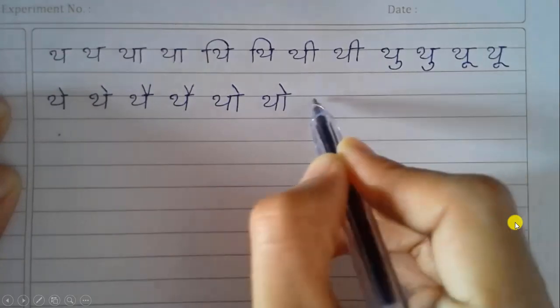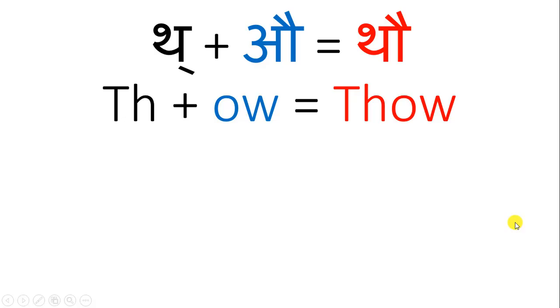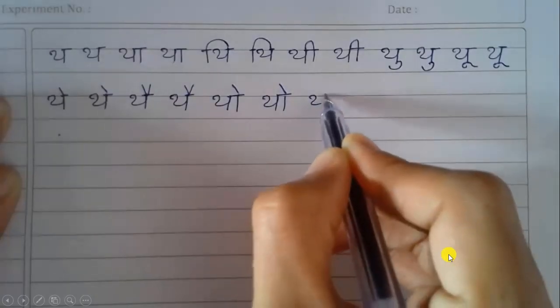The next sound is thou, and you get this sound thou when you add th to ow. Th plus ow equal to thou. And thou is written like this.